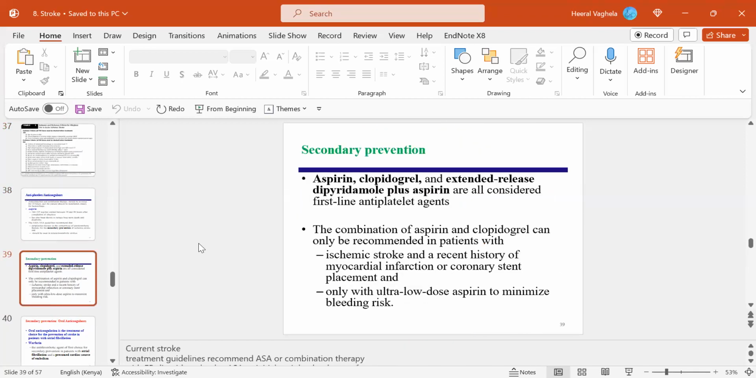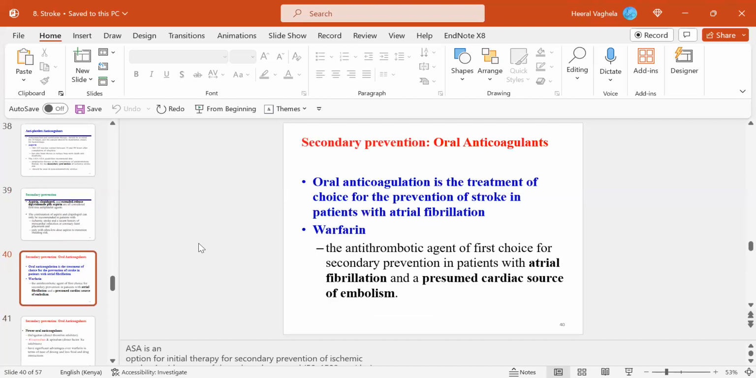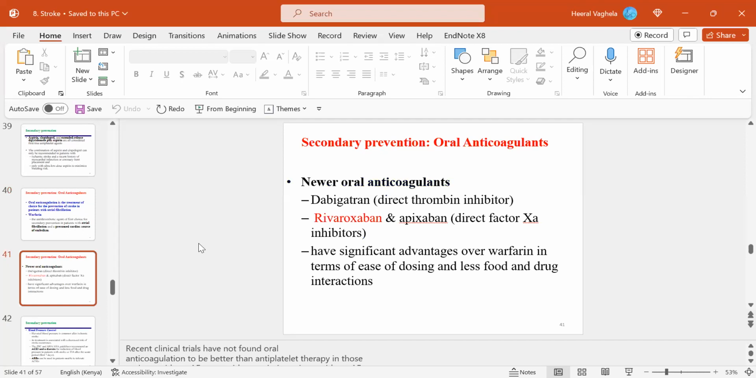ischemic stroke. But now when you want secondary prevention, there are antiplatelets like aspirin and clopidogrel, or oral anticoagulants. And these oral anticoagulants are the choice when you want to prevent stroke and the patient also has atrial fibrillation. So one of the oral anticoagulants is warfarin, and the newer anticoagulants like rivaroxaban and apixaban that are in the market.